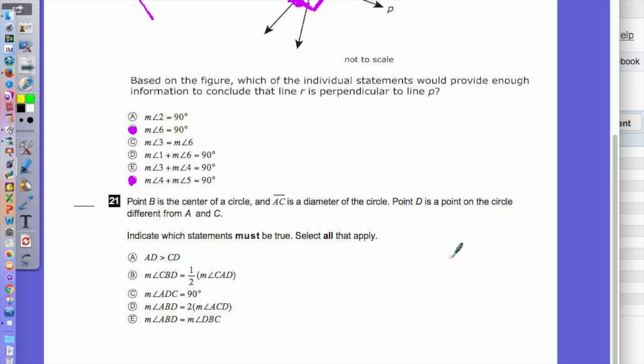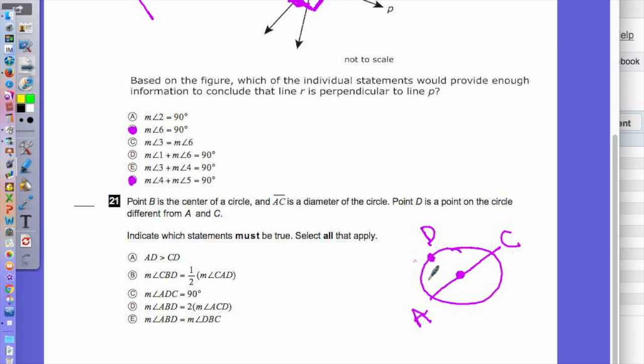Point P is the center of a circle. AC is the diameter. And D is a point on the circle. We had a problem like this yesterday. Just draw something. Okay? Now, AD is greater than CD. First of all, there's an issue there. I'm not sure if they're talking about a line segment. Maybe they're talking about chords. But the length of AD and CD is going to change based upon where I put this point D, correct? So that cannot be it. Okay?